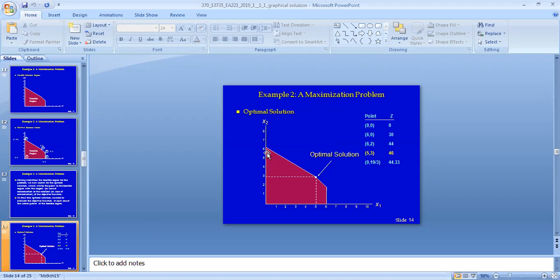And the last corner point is 6 19 by 3, 0 19 by 3, so 44.33. That means which is the maximum here actually? 46. So the maximum value of Z we are finding is 46, and this 46 is found for the point 5 3. This is the optimal solution, and this is 5 3.